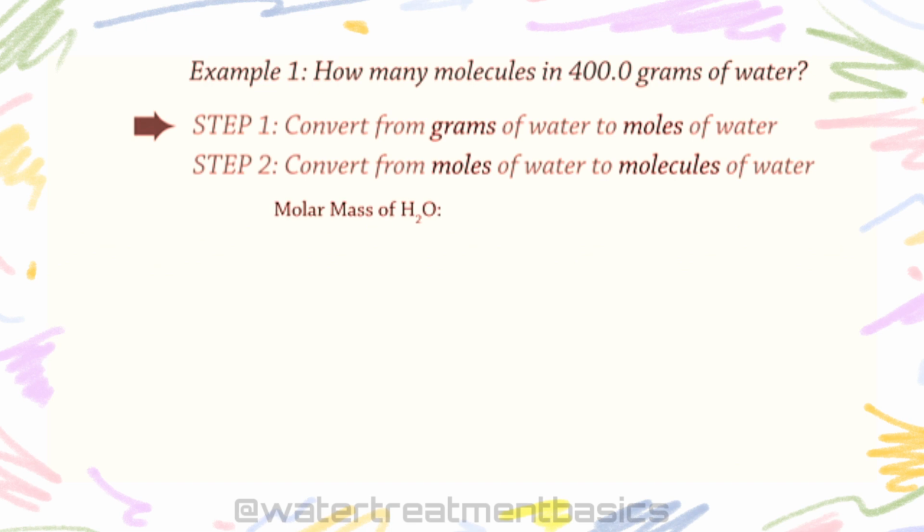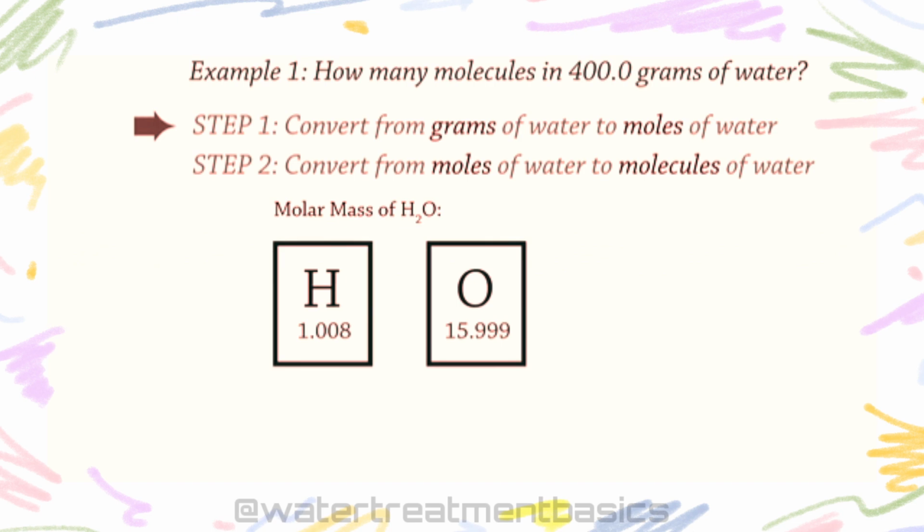To find the molar mass of water, H2O, sum up the gram atomic masses of the individual atoms from the periodic table. There are 2 atoms of hydrogen and 1 atom of oxygen, so 2 times 1.008 grams per mole plus 1 times 15.999 grams per mole equals 18.015 grams per mole. Rounded to 1 decimal place, we get 18.0 grams per mole for the molar mass of water.